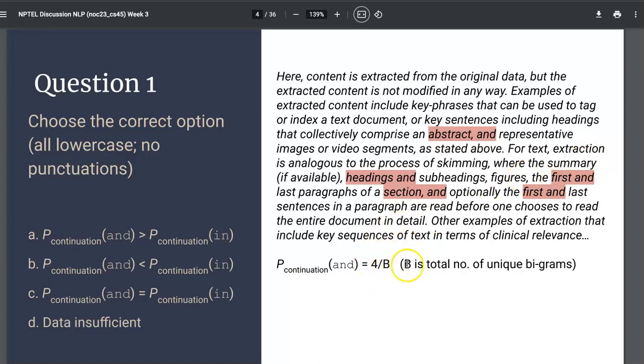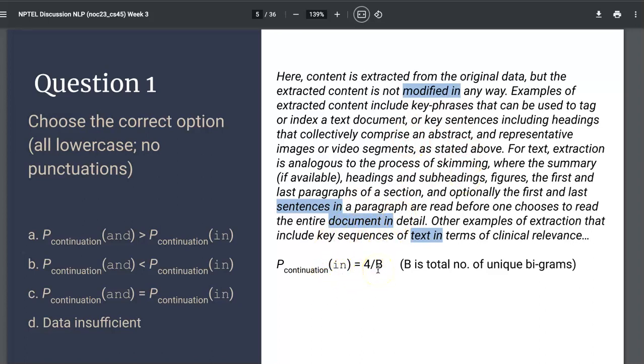Now you can ask why we are writing B. We are not interested in finding the total number of unique bigrams, because that will be the same for "and" and "in". So B is kind of constant here. We are just finding the unique bigrams where "and" is present. So this is 4 by B. Similarly for "in", there are 4 places where "in" completes the bigram, and there are 4 distinct bigrams with no repeats. So again, the continuation probability of "in" is 4 by B.